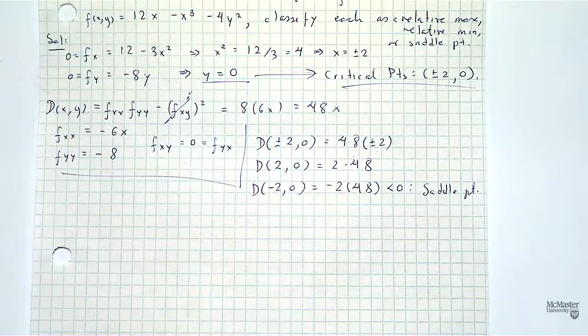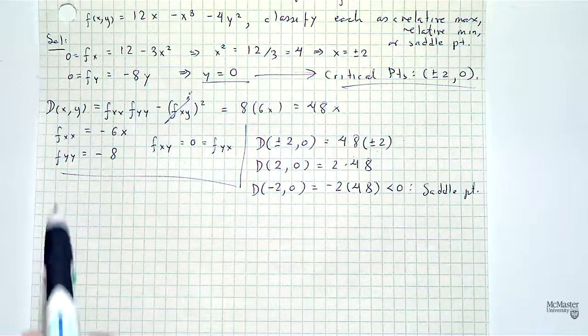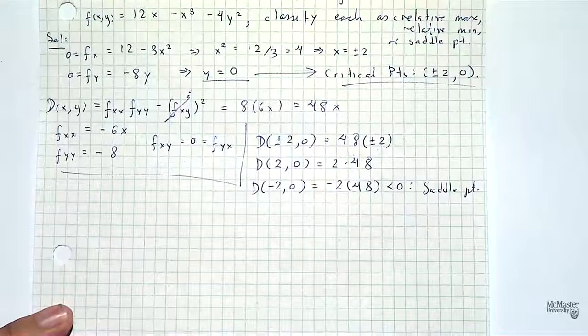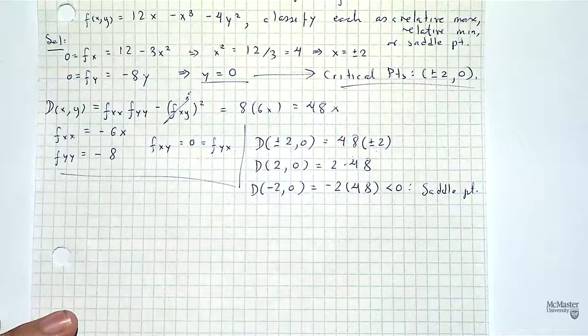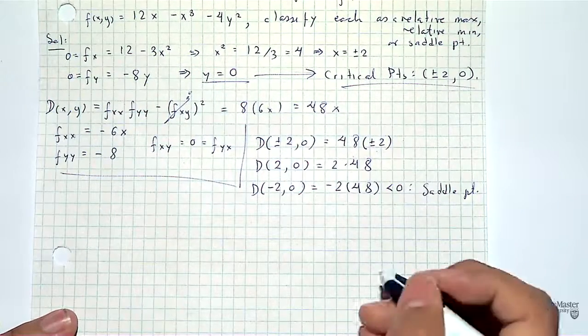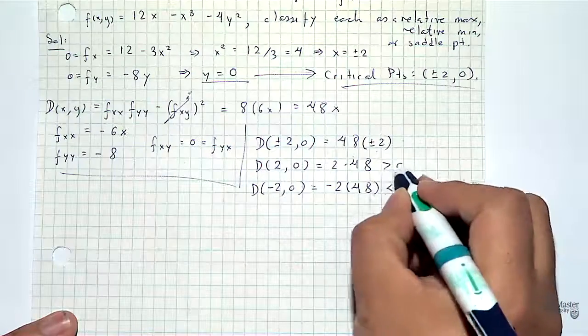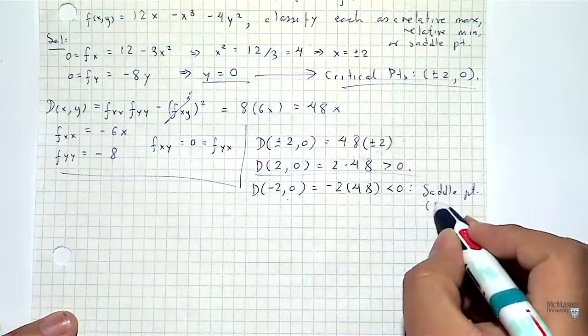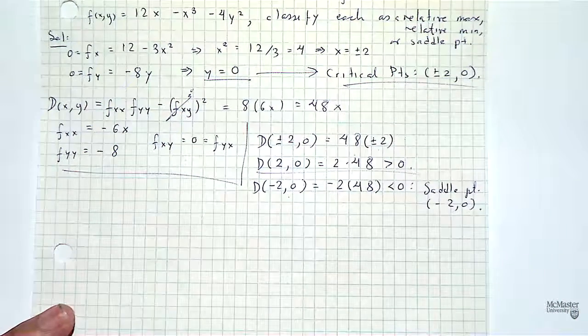At this point, everybody's with me, right? You guys remember from yesterday? When D is negative, you have a saddle point. When D is positive, you have this positive definite thing, and then you study further, especially the sign of fxx, to see if you have a relative maximum or minimum. Well, this one is greater than 0. So for minus 2 comma 0, we know that a saddle point exists.